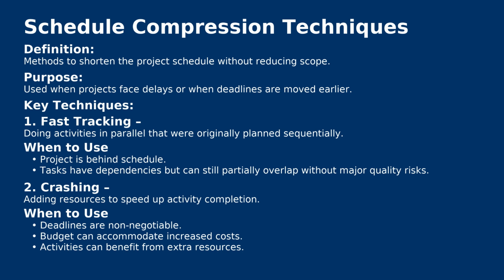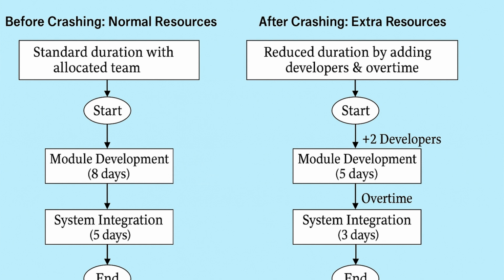Let's look at this diagram on crashing. Before crashing, the project follows the standard schedule with regular staffing and no additional resources. Model development takes 8 days, performed by the allocated team under normal conditions. System integration activity takes 5 days, performed by the existing team without extra effort. The total duration is going to be 13 days. This is the standard project timeline. No extra costs are incurred, but the timeline is fixed unless a schedule compression technique is applied. This reflects the baseline schedule in project planning.